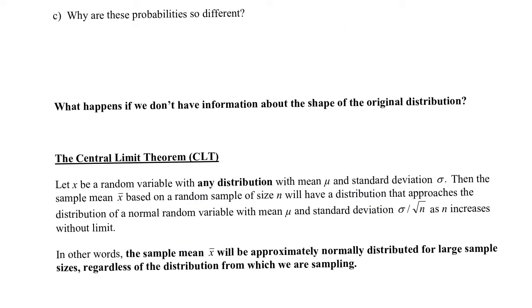So then there's a question here: why are these probabilities so different? In other words, one of the probabilities is roughly 0.8433 and the other one is 0.9977, much higher.